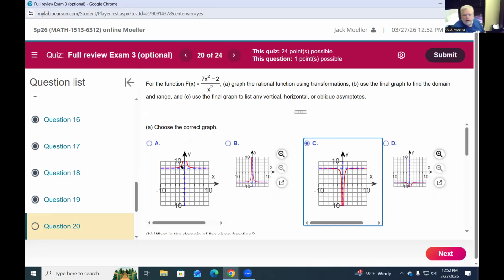So how do we figure out if it's A or C? Okay. This is where I would go in and just plug in a number. And then I would go just to the left or right of the asymptote. So let's plug in x equals 1.